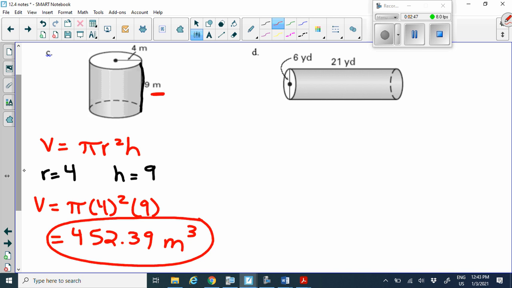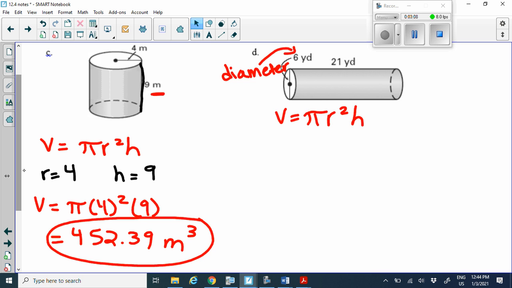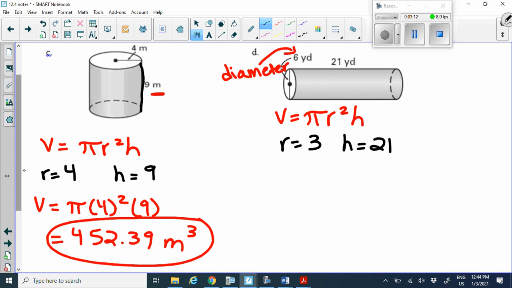Okay, let's see what you got here. So remember, for our volume, we're going to have pi r squared h. So we need the radius and the height. Now, we actually talked about this when we did surface area. Notice in this case, they actually give you the diameter. So they give you the diameter, you have to divide that number by 2 to get your radius. So in this case, our radius is going to be 3, and then our height is going to be 21.